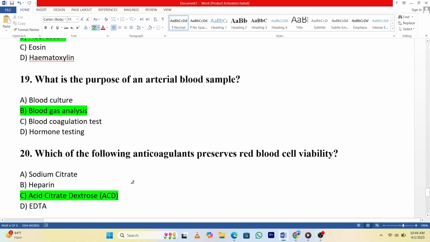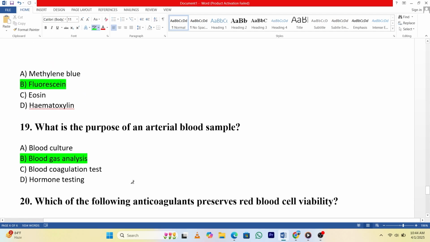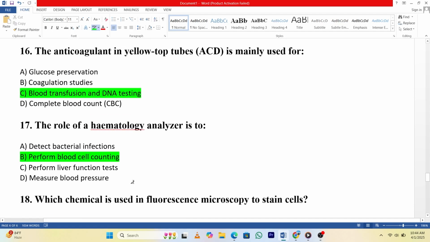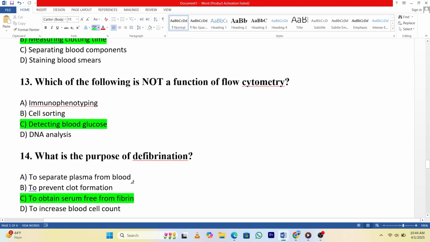Study the MCQs. It will help you in your exam. Study topic-wise and practice more. MCQs will boost your confidence.